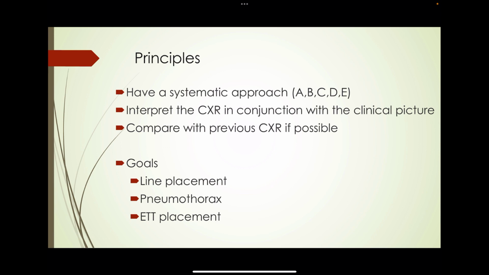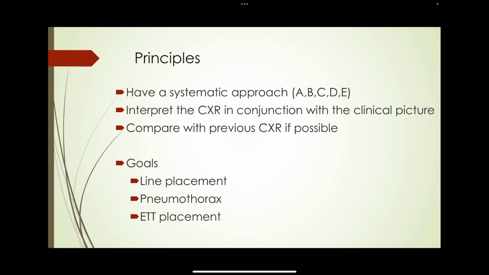So again, just real quick with the principles, make sure you have a systematic approach. Even if you're someone who doesn't read chest x-rays a lot, make sure you go through the whole ABCDE method to interpret chest x-rays just so you don't miss anything. It's easy to find one thing and miss other things, or it's easy to place a line in a patient and just look at the line and nothing else and then miss something.